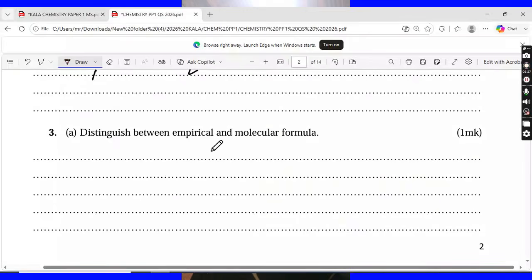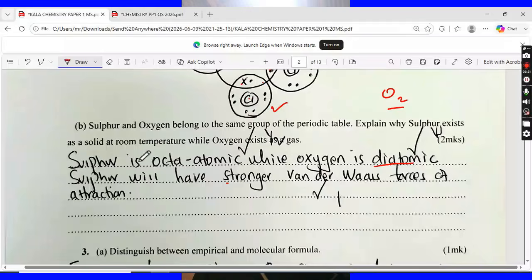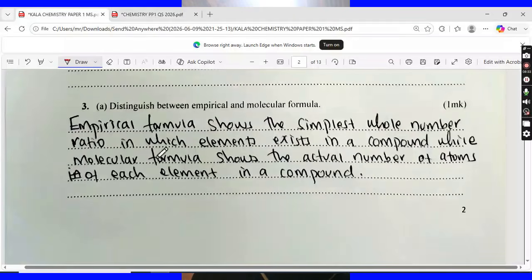Distinguish between empirical formula and molecular formula. You know the difference? Here is the difference. Empirical formula shows the simple whole number ratio in which elements exist in a compound, while molecular formula shows the actual number of atoms of each element in a compound. That is it.